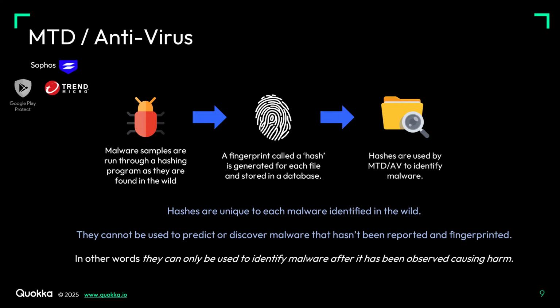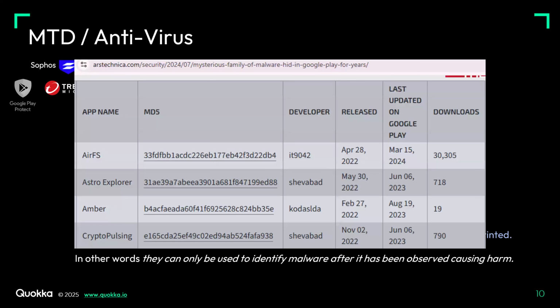So in other words, it can only be used to identify the malware after it's been observed actually causing some harm, i.e. if the app is in the Play Store, enough that 30,000 downloads happen, that's potentially harm, right? So this is what it looks like.